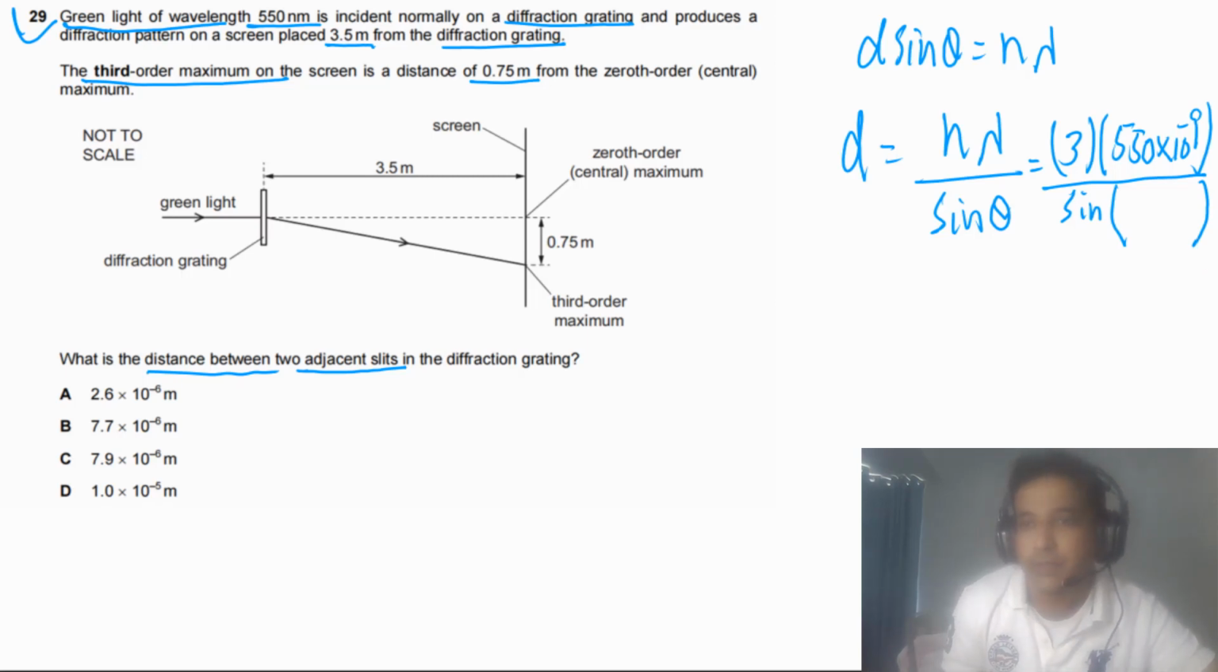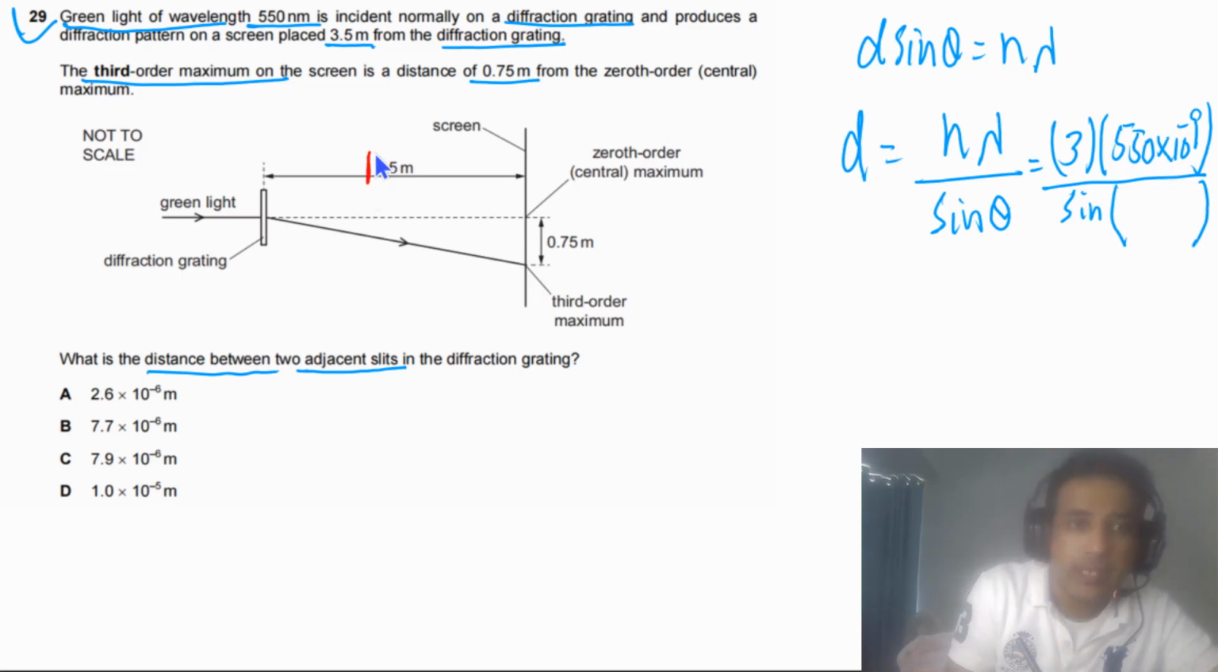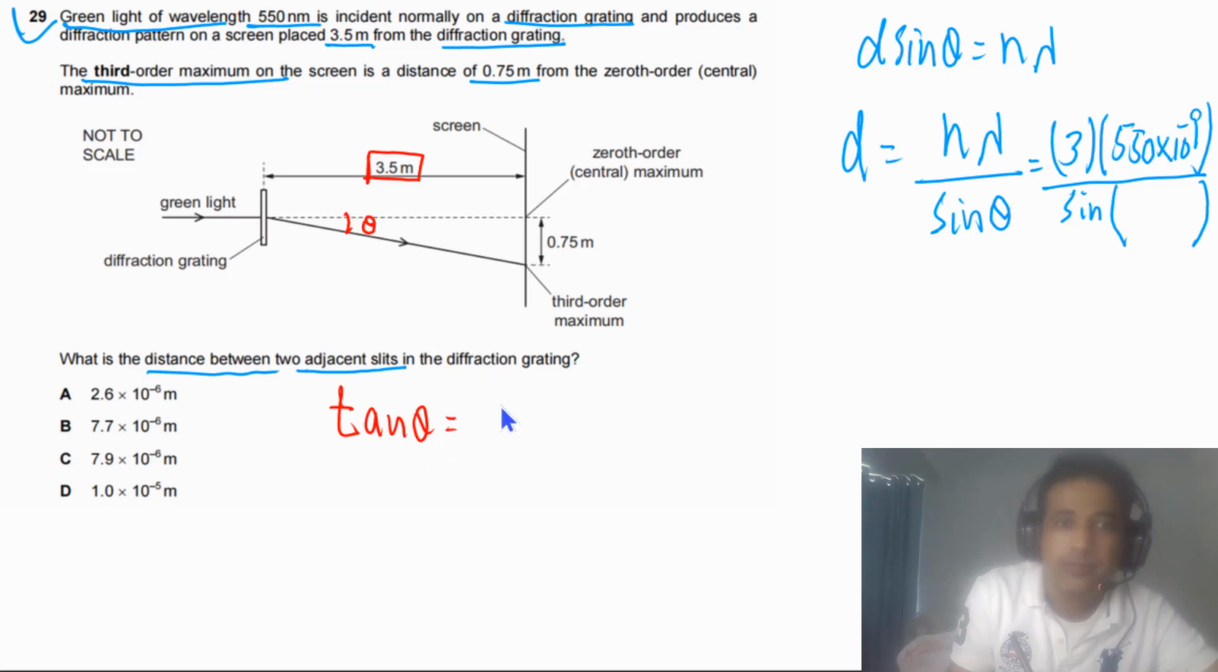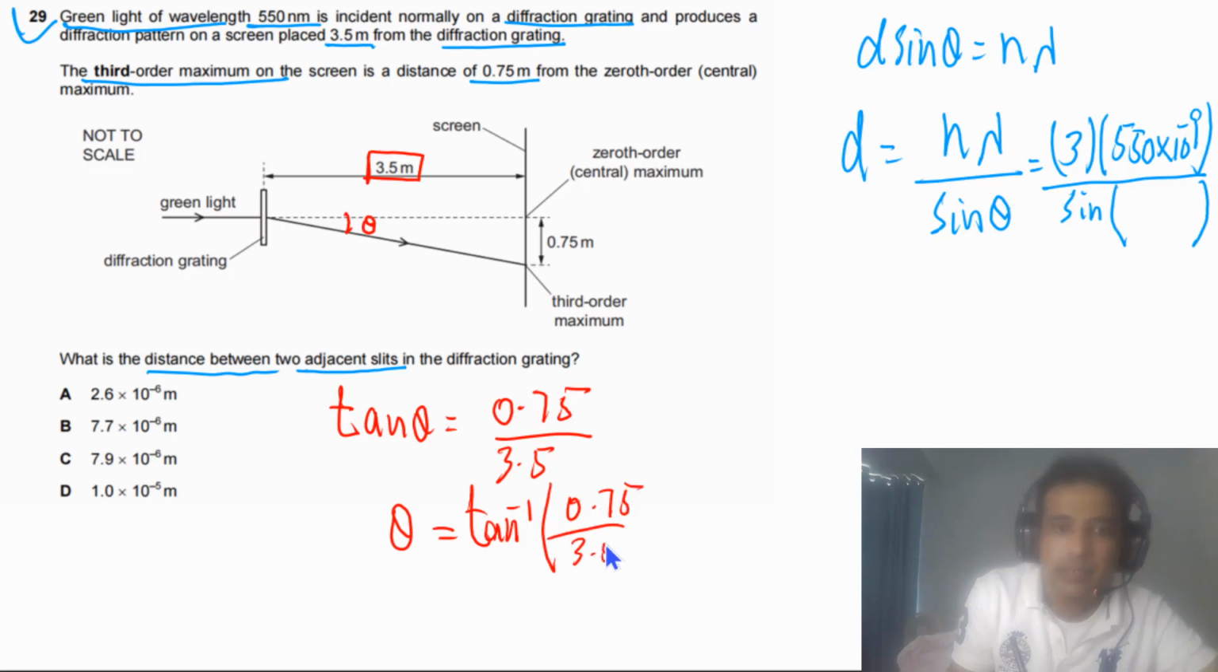So first of all, we need to find out value of angle. For this question, we have this distance, we have also this distance, so we can find out value of this angle. In this case, tangent of theta will be equal to 0.75 divided by 3.5 meters. So we have tangent inverse of 0.75 divided by 3.5. If we solve this one, we will get theta is equal to 12.09 degrees. So this is value of theta.